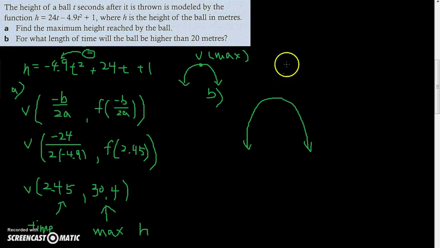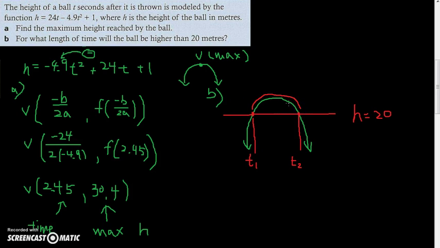And for part B, they're asking for when height is equal to 20. The parabola represents the height of my object, and this red line represents the height of 20. So they're asking how long is the object at a height of greater than 20? That will give you some certain time, maybe time 1, and another time, maybe time 2. So they're asking us how long was the object higher than 20 during that time.